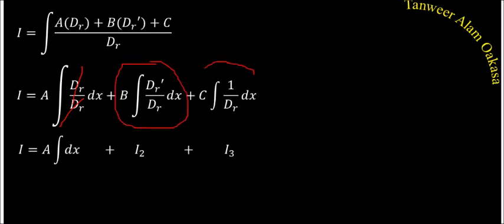So if I simplify further, this becomes a times denominator by denominator, plus b times differentiated denominator upon denominator, and c times 1 upon denominator. So what is the integration of the first? It is very easy because the denominator gets cancelled and I have only the integration of dx. Then I put this as I2 and I put this as I3.